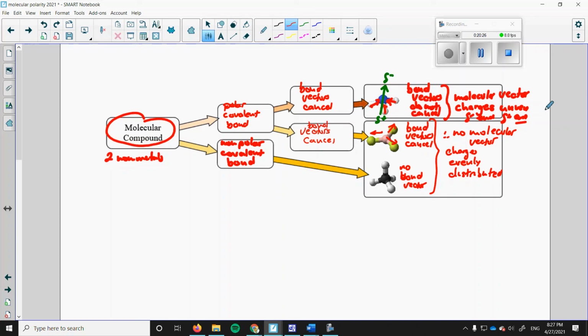So overall, again, what's happening? You can have nonpolar molecules with nonpolar bonds. You can have nonpolar molecules with polar bonds if the bond vectors cancel. Or you can have molecules with polar bonds where the vectors do not cancel and you end up with charges on each end. That's it.